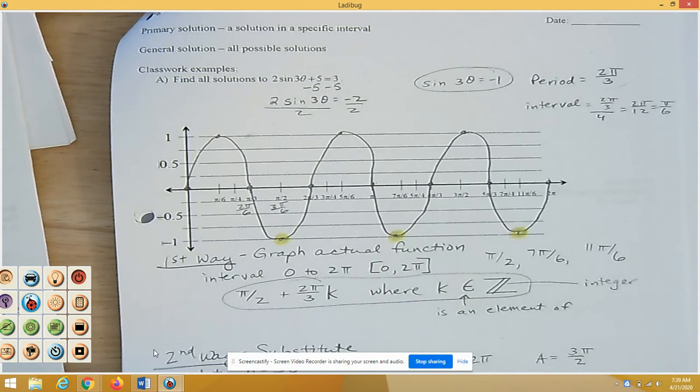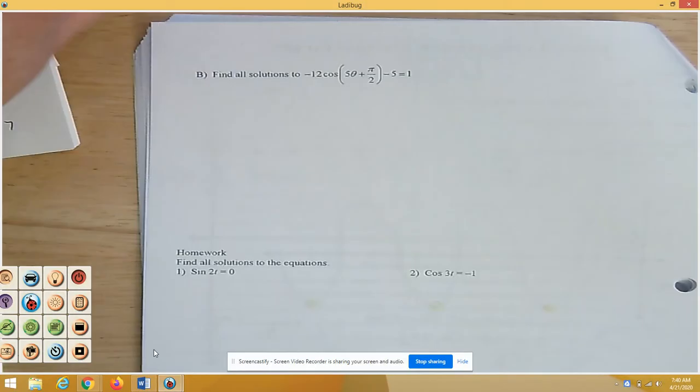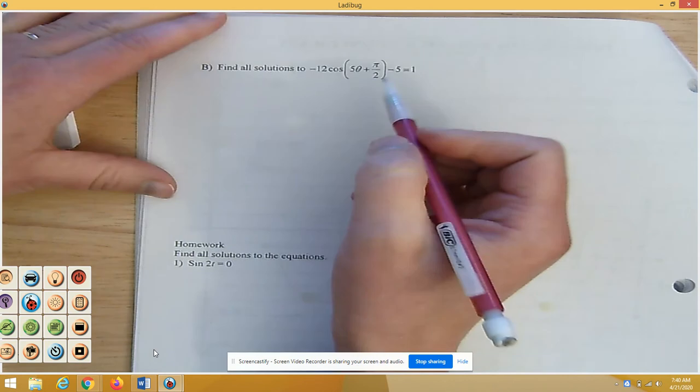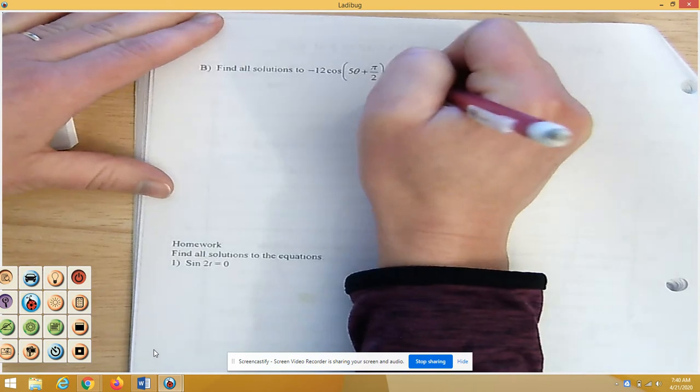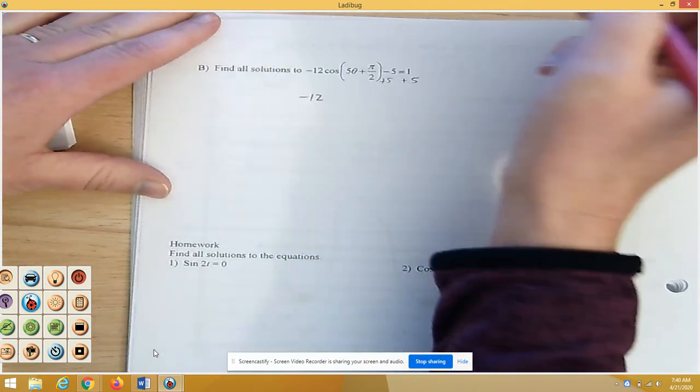All right, and now letter B says find all solutions to negative 12 times the cosine of 5 theta plus pi over 2 minus 5 equals 1. So I'm going to skip that graphing method. I'm going to go right to the substitution here. But before I do that, I am going to go ahead and solve. So I'm going to add the 5. I'm going to get negative 12 times the cosine of 5 theta plus pi over 2 equals 6.